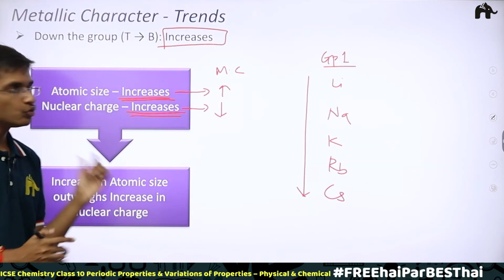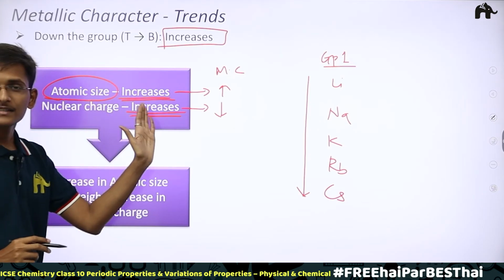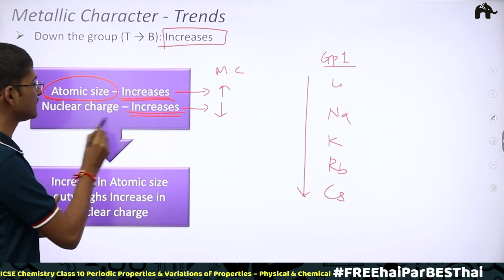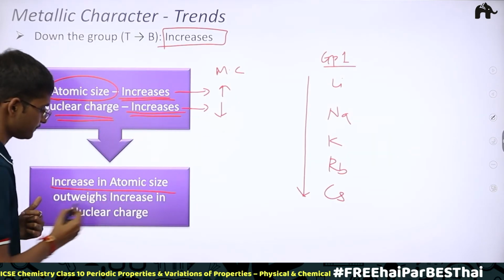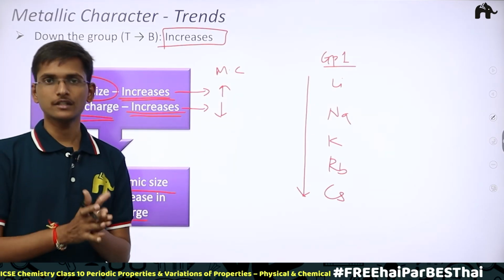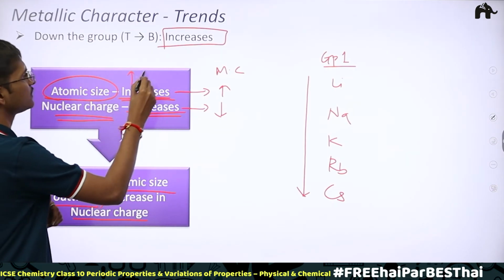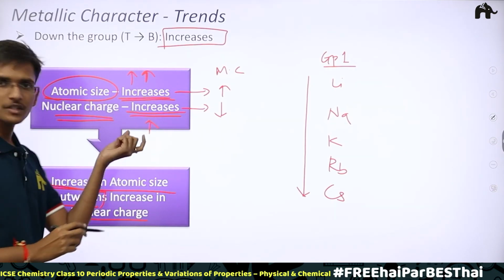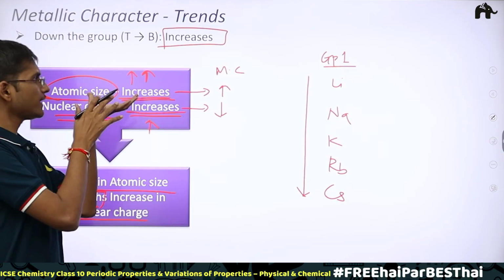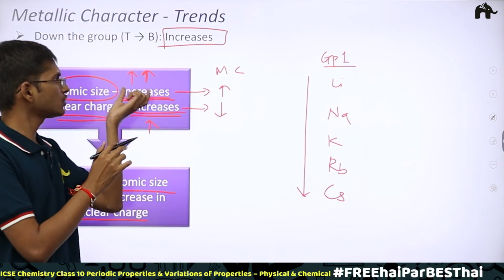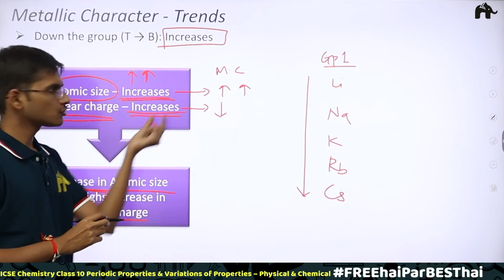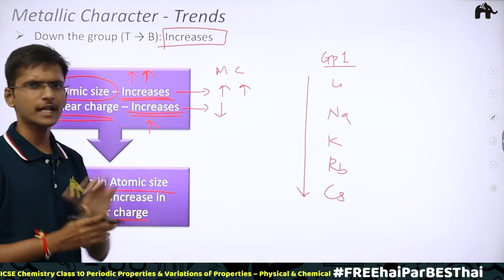When we are moving down the group, atomic size increases, but the increase in the atomic size is much more than the increase in the nuclear charge. Here you can see. Much more means it is outweighing the increase in the nuclear charge. So suppose atomic size is increasing this much, nuclear charge is increasing only this much, right? It is outweighing the increase in the nuclear charge. So this factor is contributing to the increase in the metallic character. If it is increasing more, the metallic character is also increasing more in this case. If it is increasing this much, metallic character would only decrease this much. One arrow, that's it.